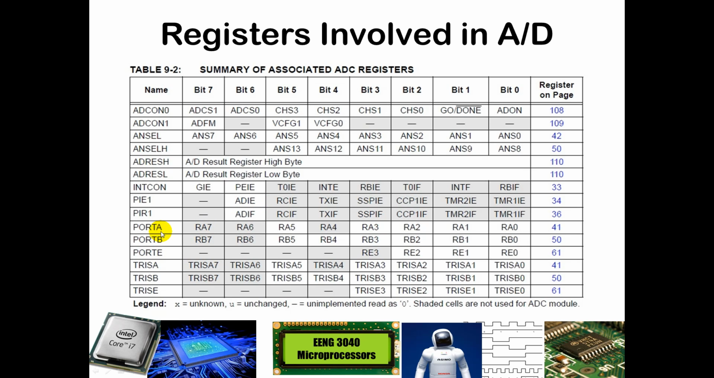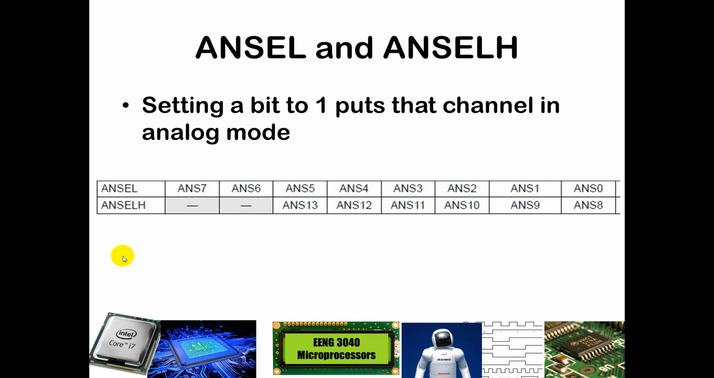And then the different ports happen to correspond to where the analog inputs are coming in. Ports A, B, and E. Obviously, if you're using them in analog mode, you cannot use them in digital mode. And then TRIS A, B, and E are used and must be configured as inputs for any of the analog channels that you're using. So let's go ahead and drill down a little bit deeper in that.